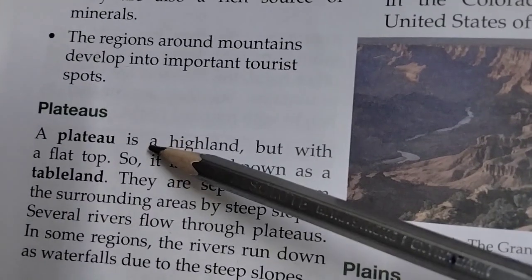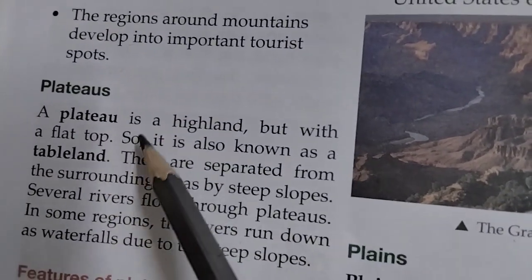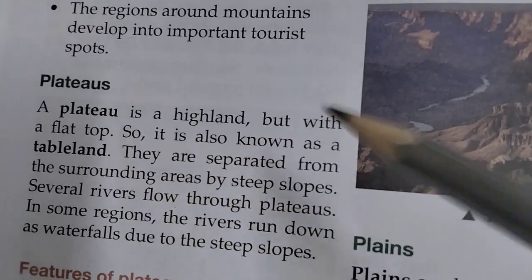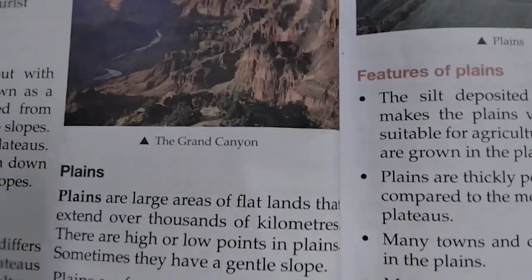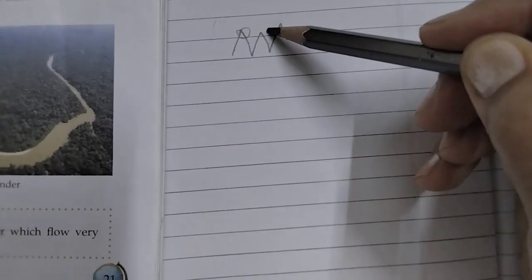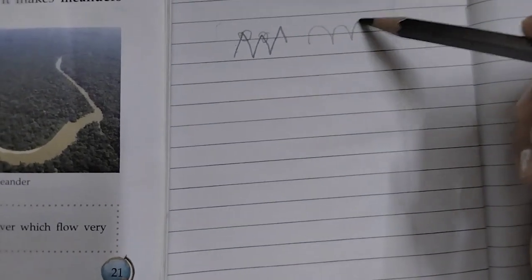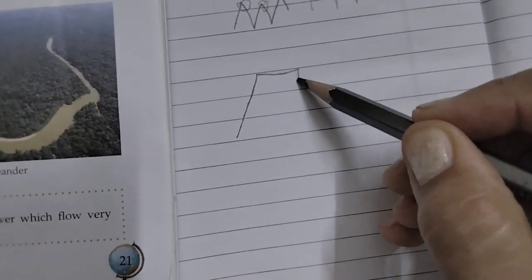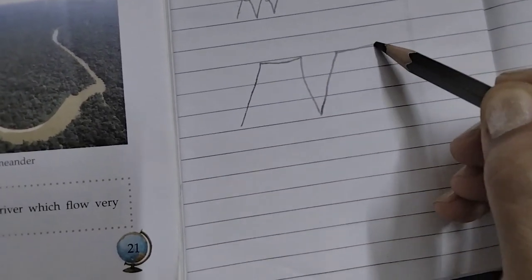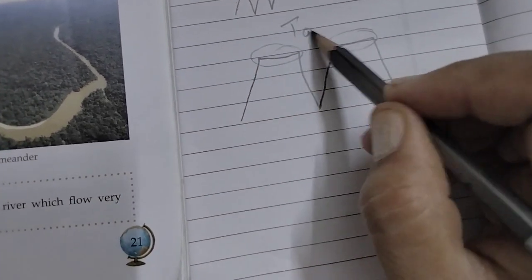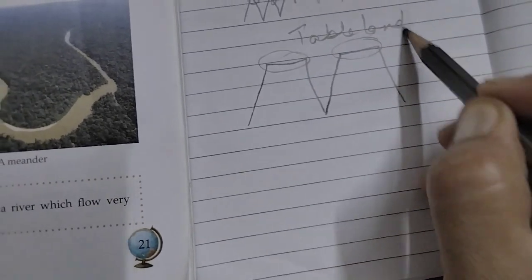So the next landform which we will learn is the plateaus. Plateaus are also highlands, like the mountains. Mountains look like this. They have conical peaks or round peaks, but plateaus are also highlands, but they have flat tops. They look like this. So because they are flat from the top, they are also known as tableland. Fine.